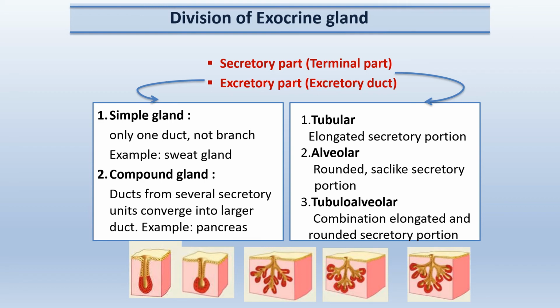And based on the excretory duct, there are 2 types: the simple glands and compound glands. The simple glands have only one duct, and there is no branching. An example is merocrine or sweat glands. Compound glands have ducts from several secretory units converged into a larger duct. An example is the pancreas. And this is the simple gland. This is the tubular portion, and this is the alveolar portion. And this is the compound gland with many branches of the duct.